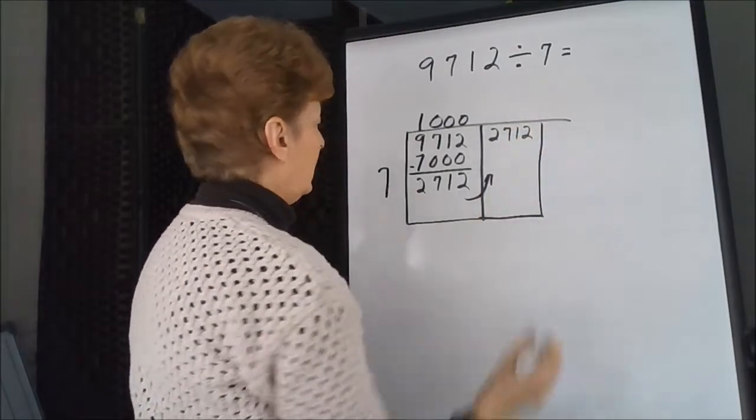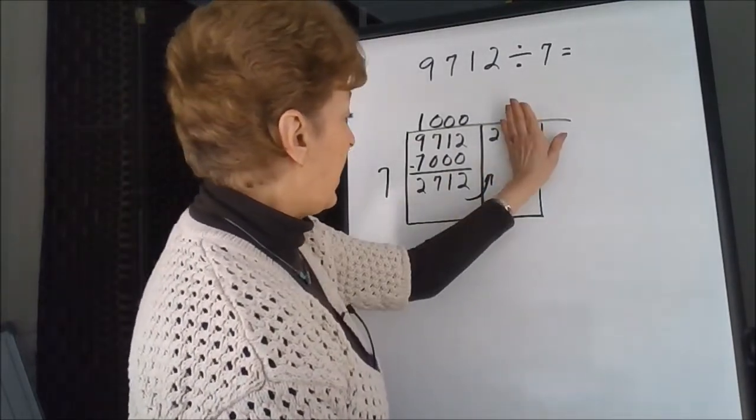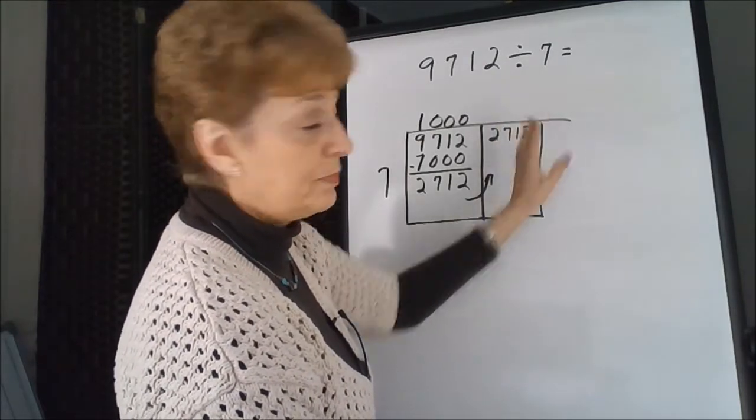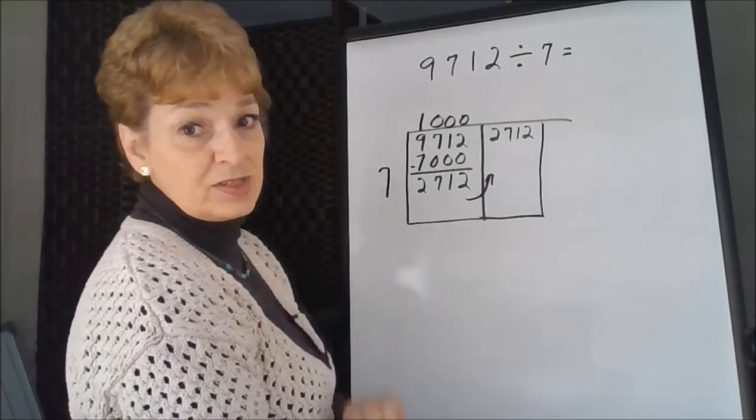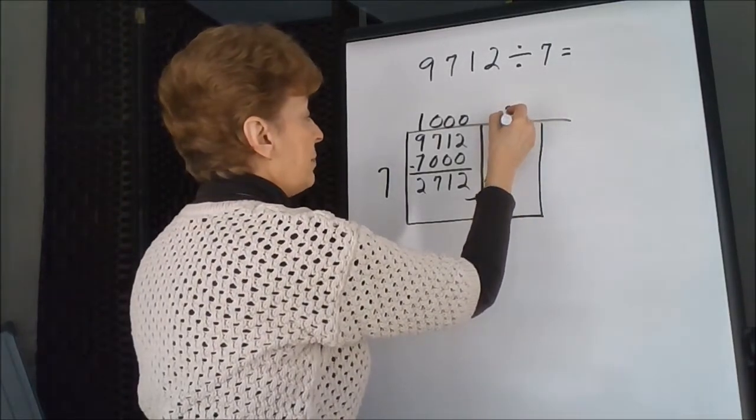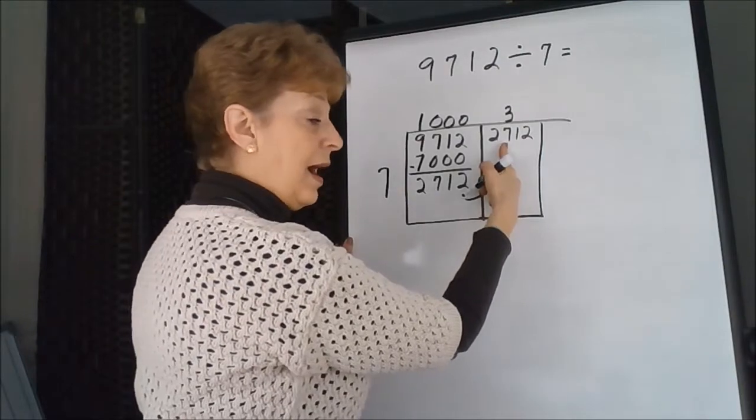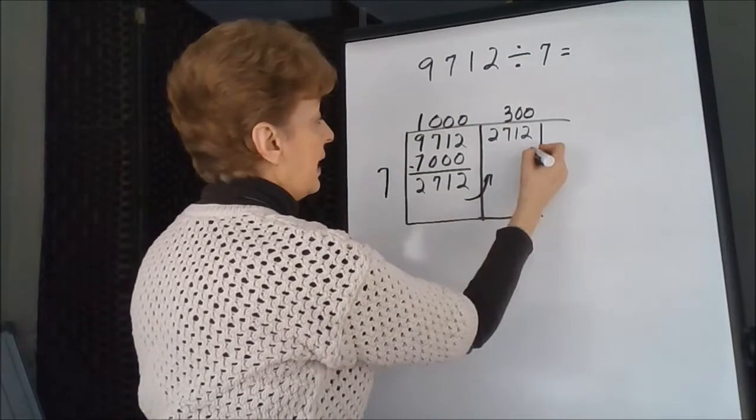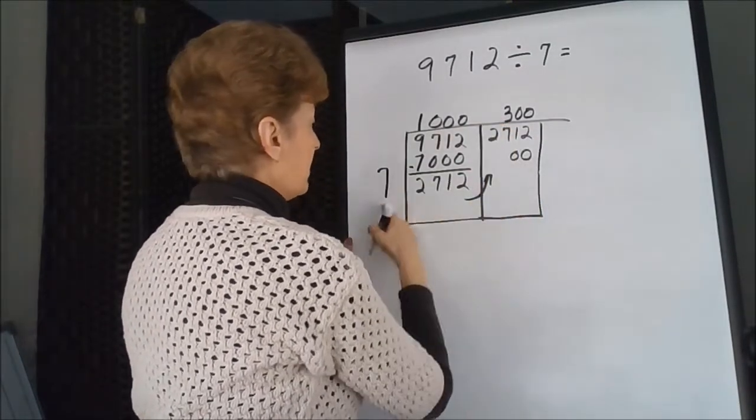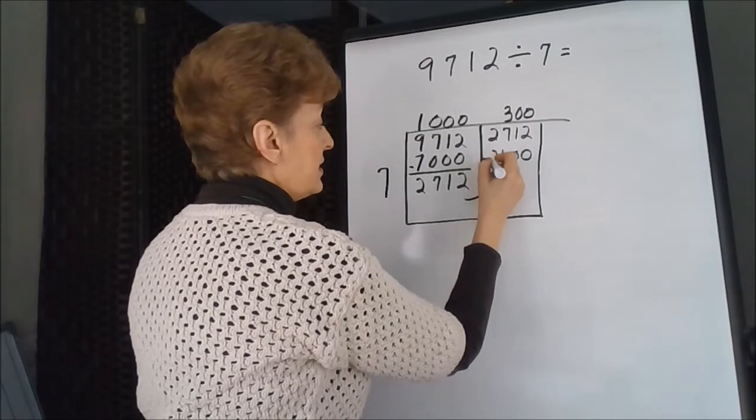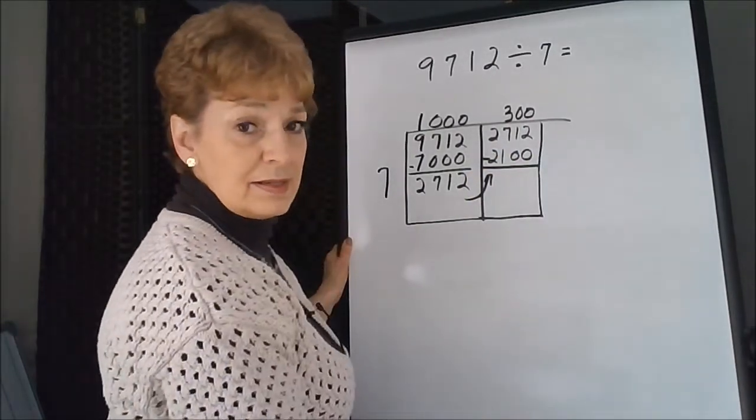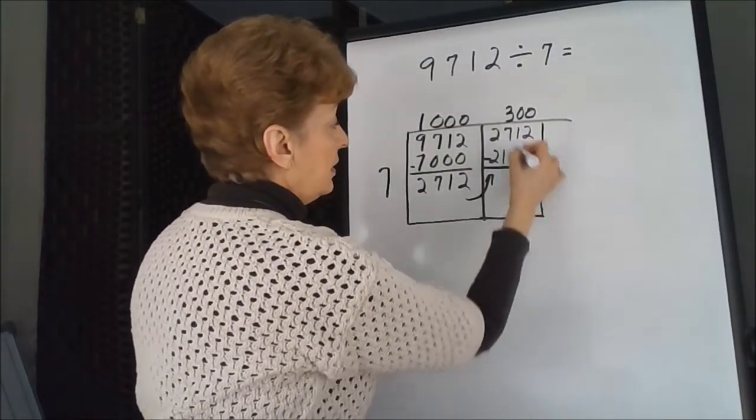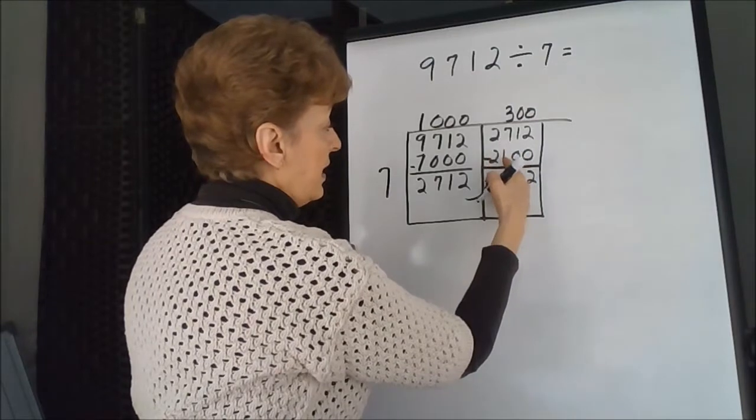2,712. 7 divides into 2? Nope, too small. Moving over, 27 this time. 7 times 3 is 21, so we'll put a 3 up here, but it really is 300 times. So let's add our zeros and multiply it back. 3 times 7 is 21. Notice that my columns are lining up, so the subtraction is easy to do. 27 take away 21 is 6.